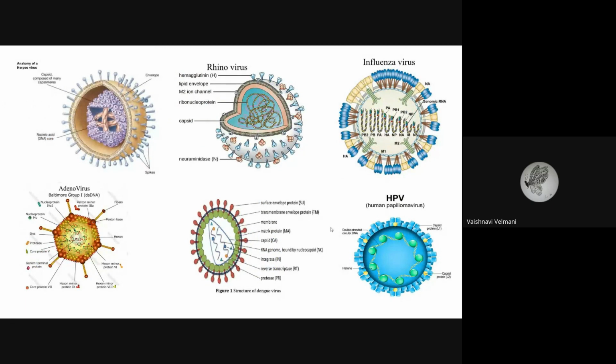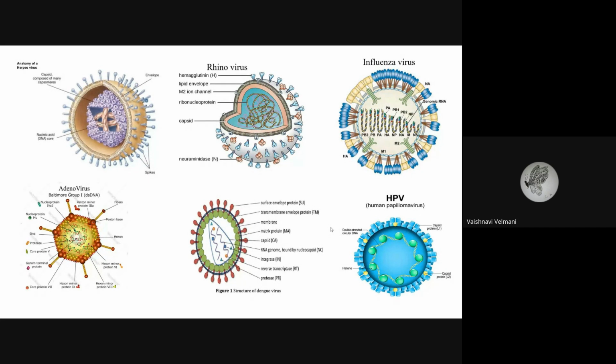Here we can see what the differences are: the first image is herpes virus and the second image is rhinovirus. Here we can see that there is an envelope which other viruses do not have. This envelope is a unique feature. Others are naked, this is enveloped. And this has a double-stranded DNA. We can clearly notice this has double-stranded DNA. Adenovirus also has double-stranded DNA.